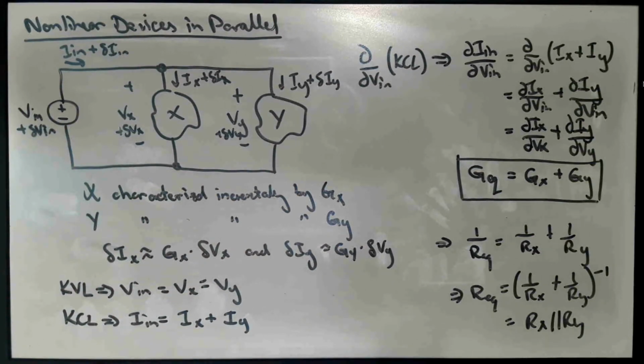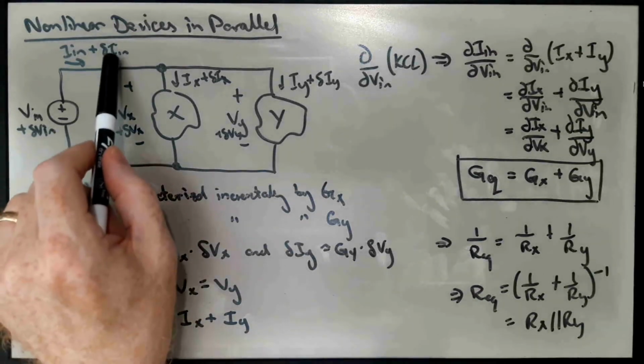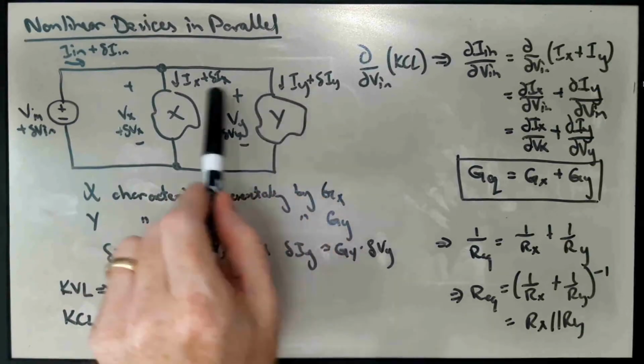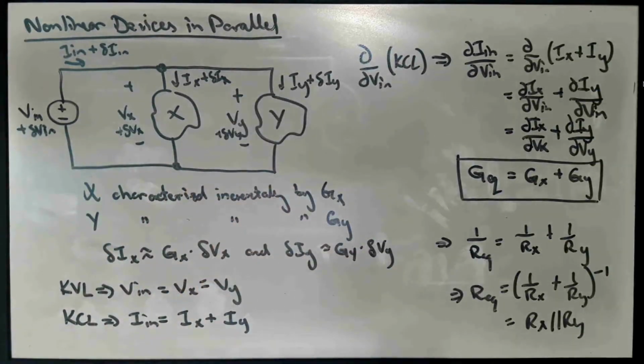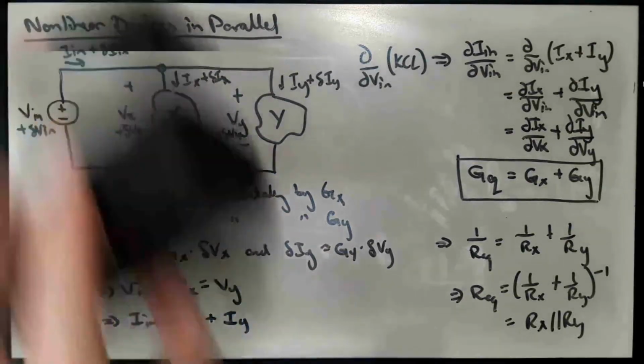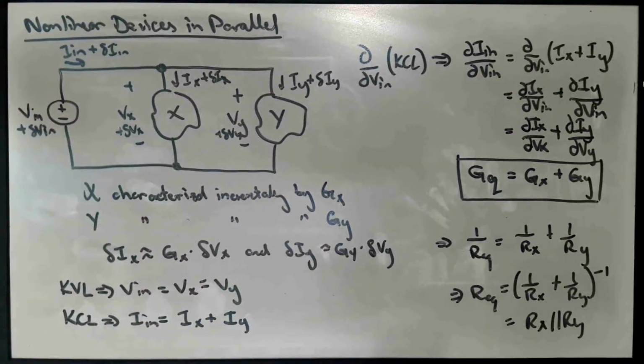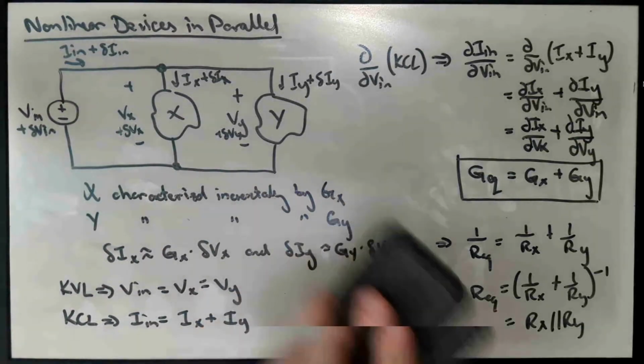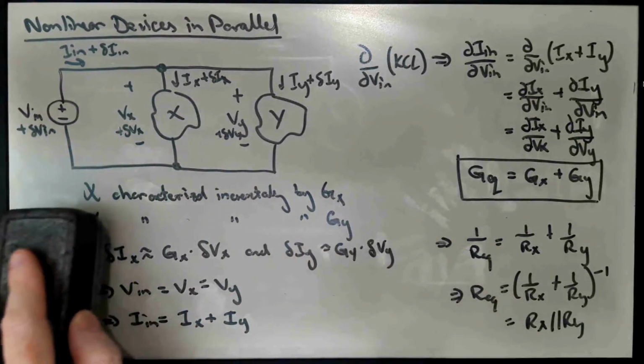That really leads us to our next thing, which is, how does this current delta In divide up between x and y? So we have an incremental current divider here. Right, so how about that? Incremental current divider.